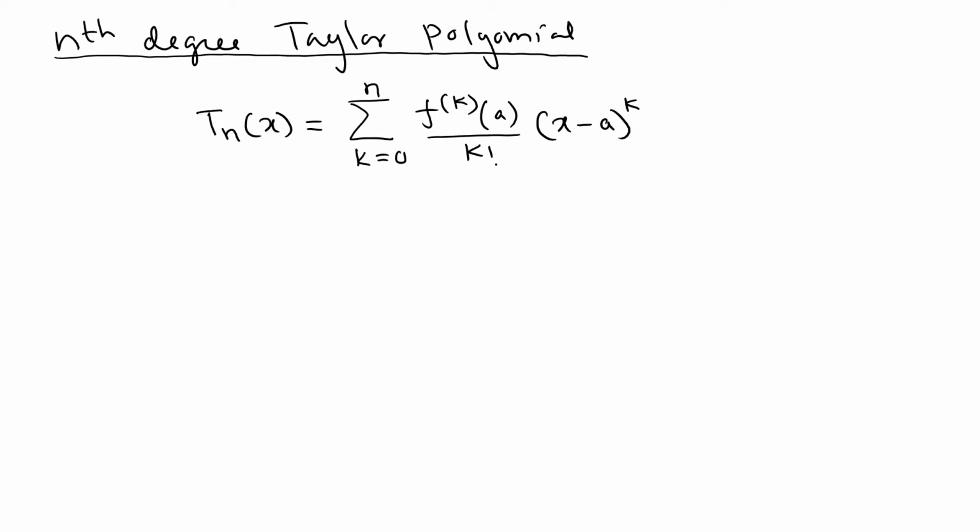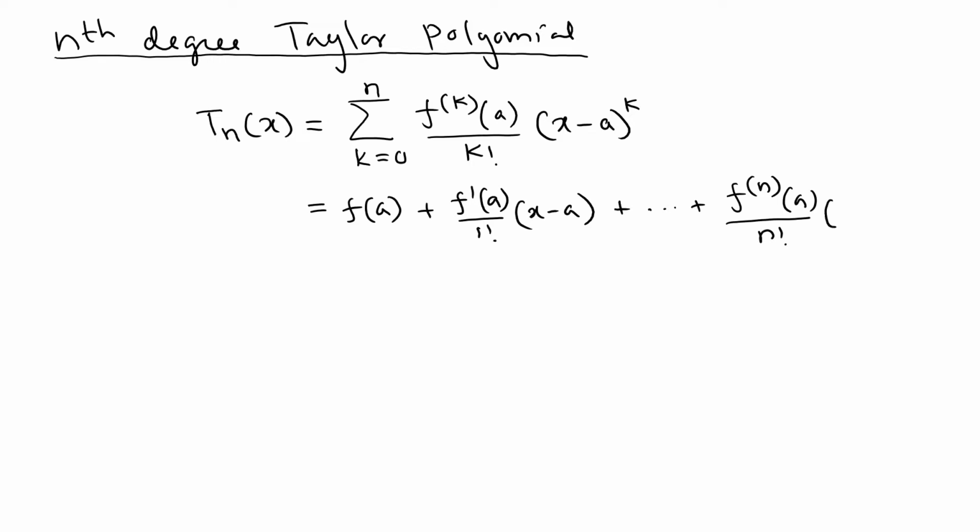Let's write a few terms. If you write the first few terms, it's very similar. It is f(a), no changes. Then f prime of a over factorial 1 times (x minus a), like that. We can write until we see the nth degree term, that means f^(n)(a) over factorial n times (x minus a) to the nth power. So that is the nth degree Taylor polynomial. If you say third degree, you're going to go up to third degree, which means you need to calculate the third derivative. So that's the formula.